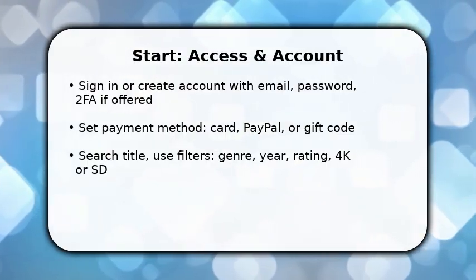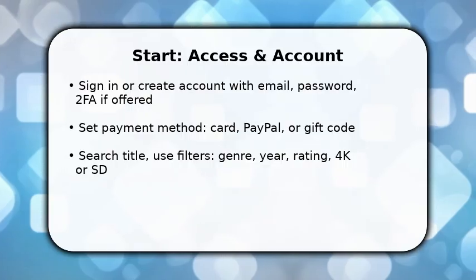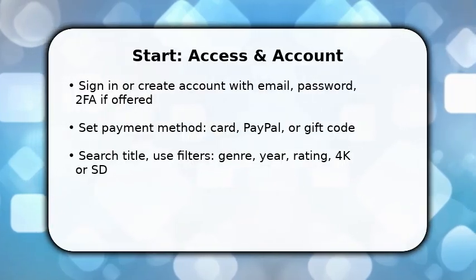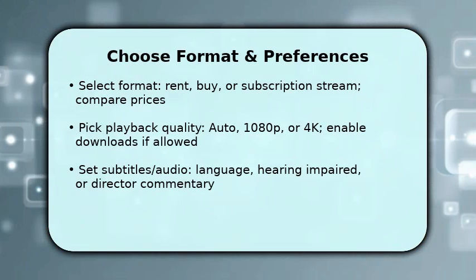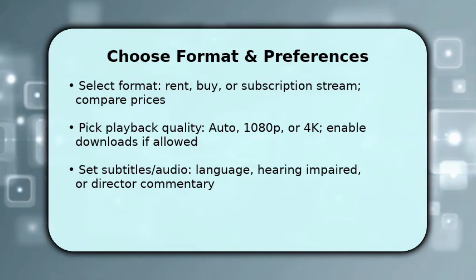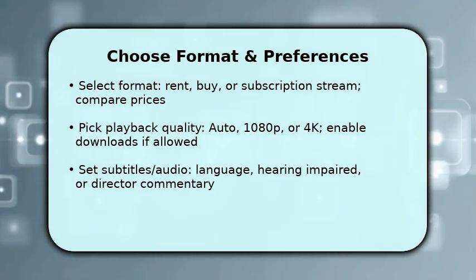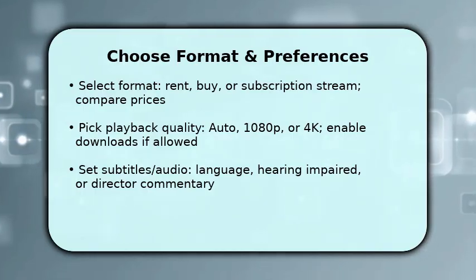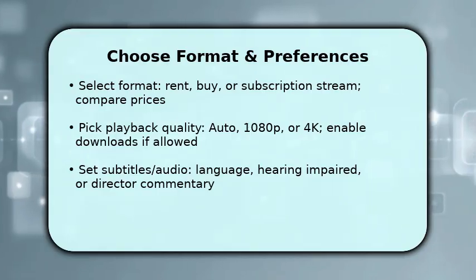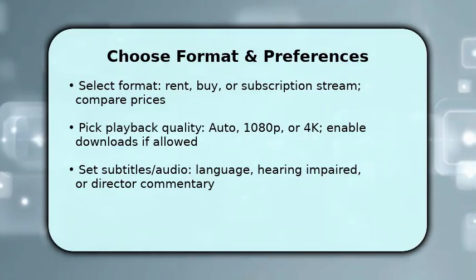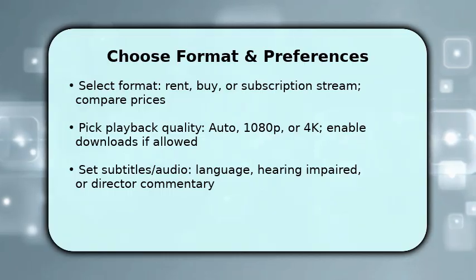Once done, pick the exact listing that matches release or edition and open its detail page to prepare for purchase or playback. You now decide how to watch, rent, buy, or use included streaming through your subscription. Compare prices and note rental windows. Then choose playback quality, auto to save bandwidth or force 1080p or 4K for best clarity.